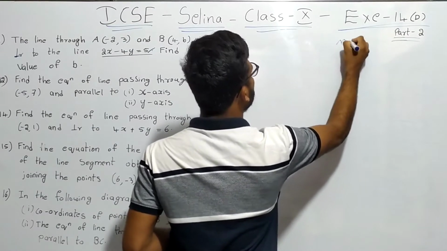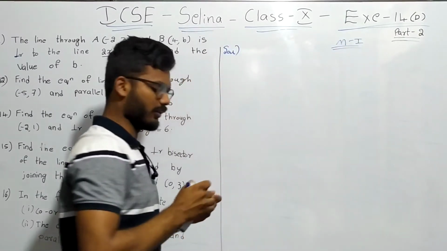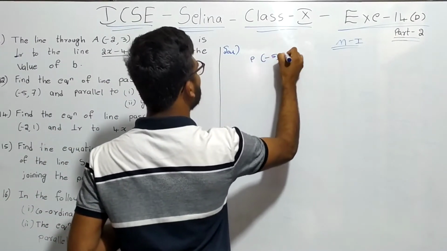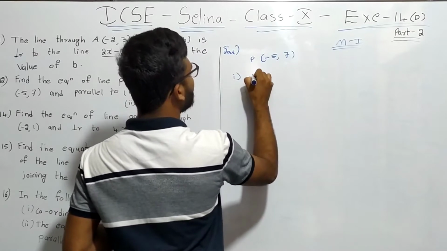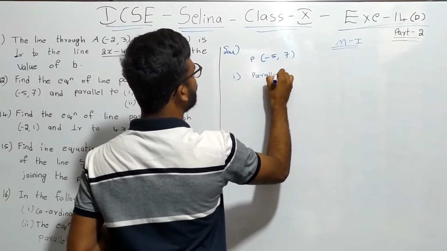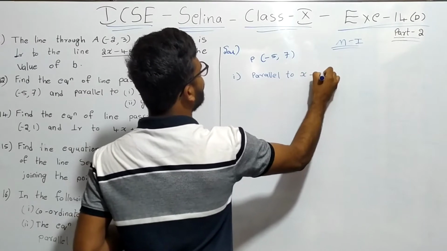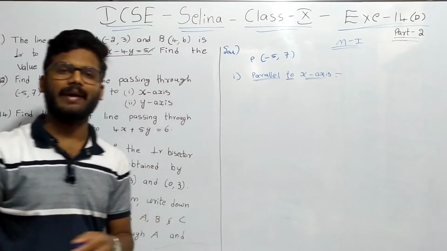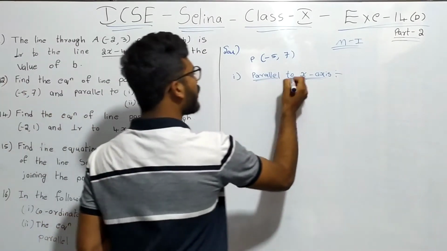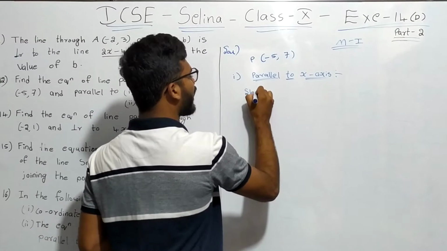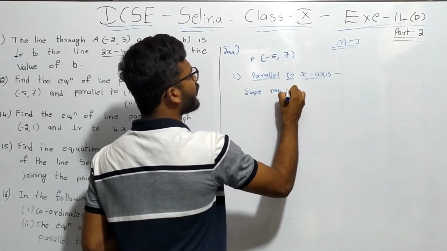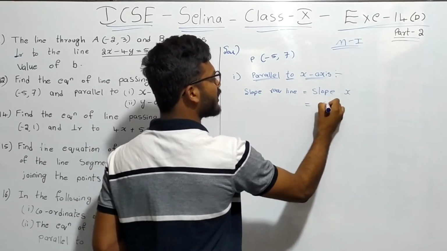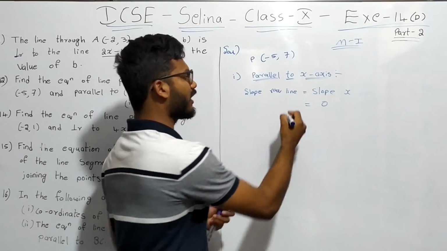First, let me explain the first method. First, they give one point, which is (-5, 7). In the first case, it is parallel to the x-axis. Any lines which are parallel have the same slope. So what is the slope of the required line? The slope of the required line is equal to the slope of the x-axis. What is the slope of the x-axis? It is 0. Therefore, the slope of the required line is also 0.